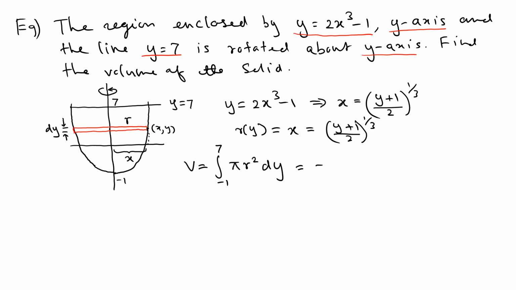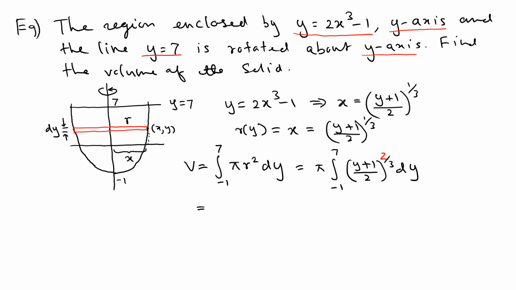So let's plug in. It is π ∫ from -1 to 7. What is r? r is equal to (y + 1)/2 to the power 1/3, and then you're going to square. When you square, what will happen? The 1 becomes 2/3. That's what happens when you square, and dy. So that's the problem. We can do some simplification here before we do the integral.